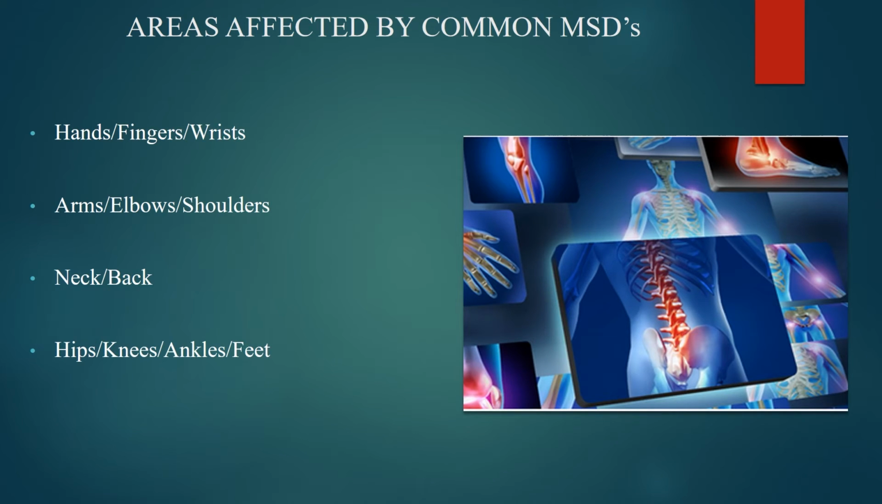Common MSDs can occur in several areas of both the upper and lower body. In the upper body, the most common areas are hands, fingers, wrists, arms, elbows, shoulders, neck, and back. In the lower body, the most common areas are hips, knees, ankles, and feet.